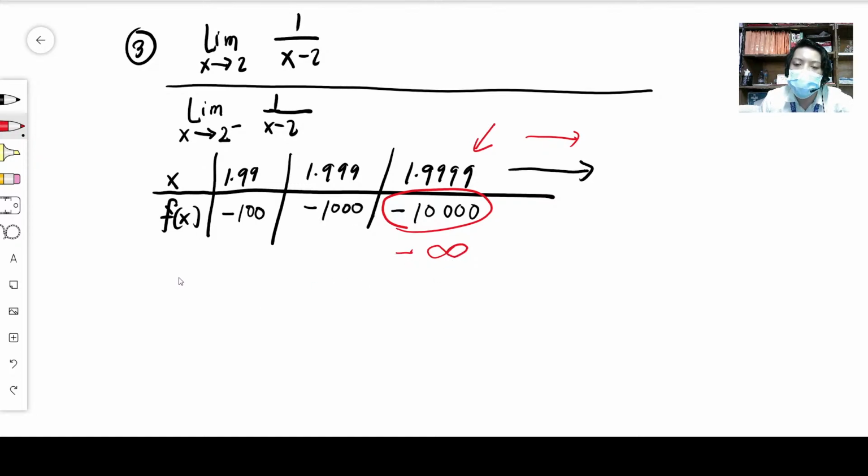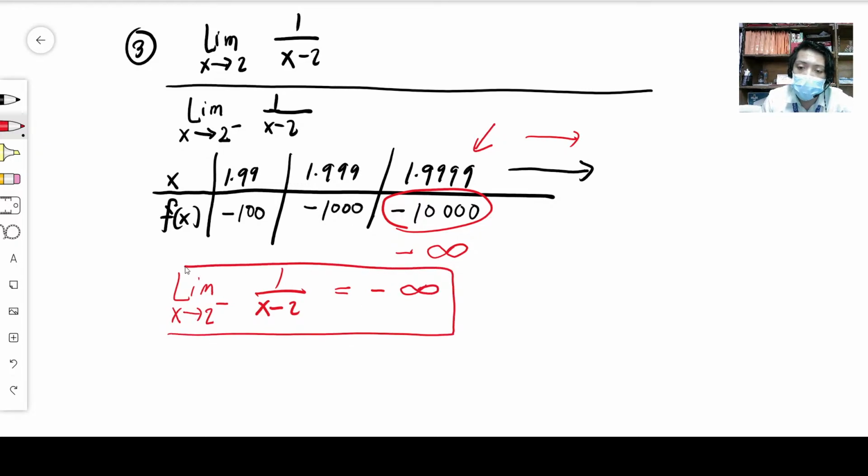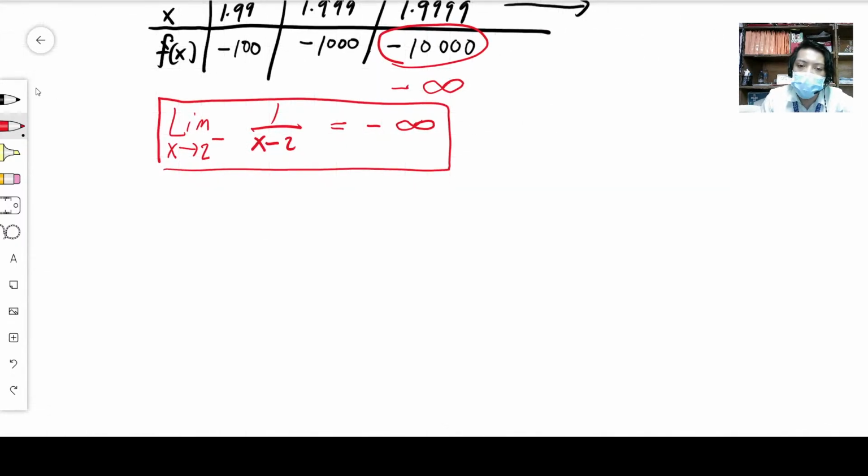So meaning, the limit of the function 1 over x minus 2 as x approaches 2 coming from the left is equal to negative infinity, a very large number. This is your value for the left hand limit. Let us try to solve for the right hand limit.